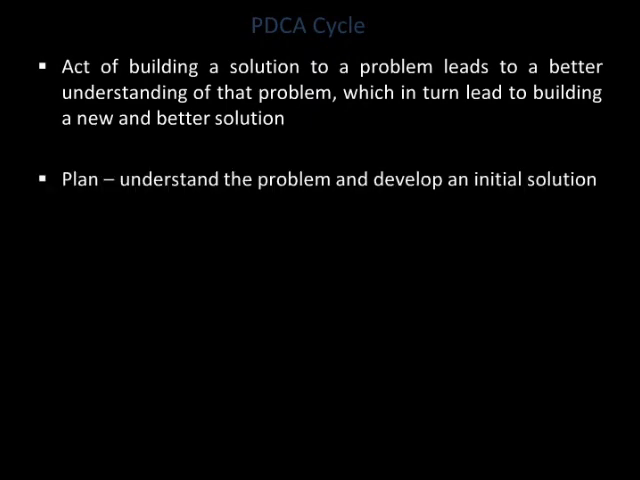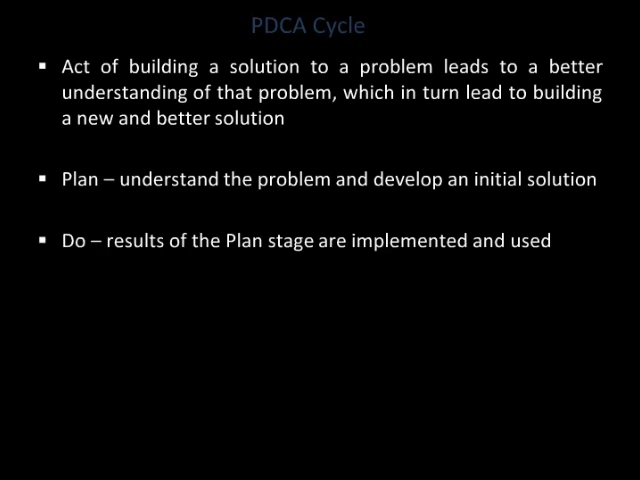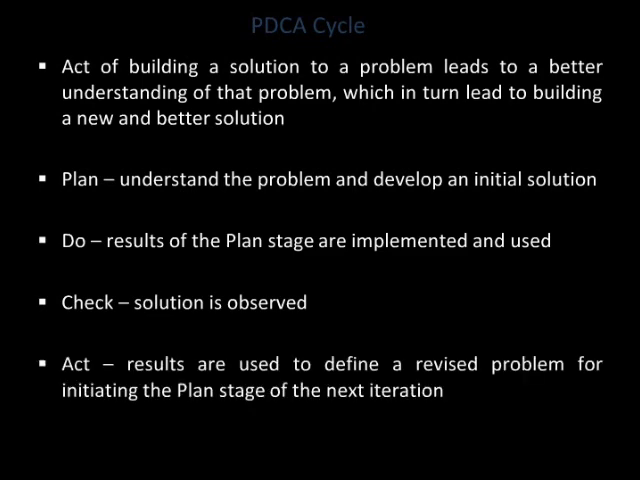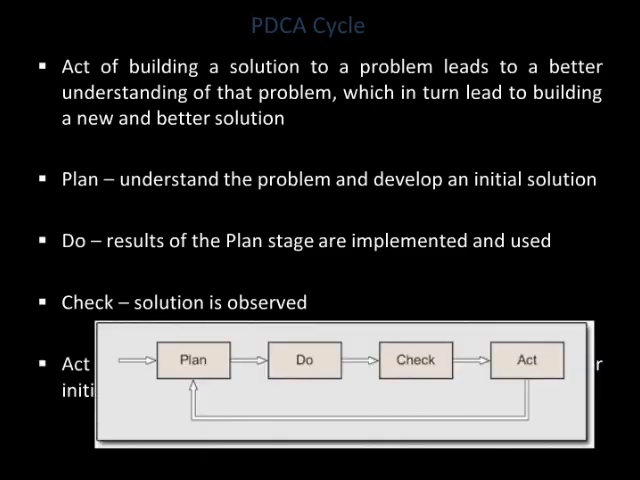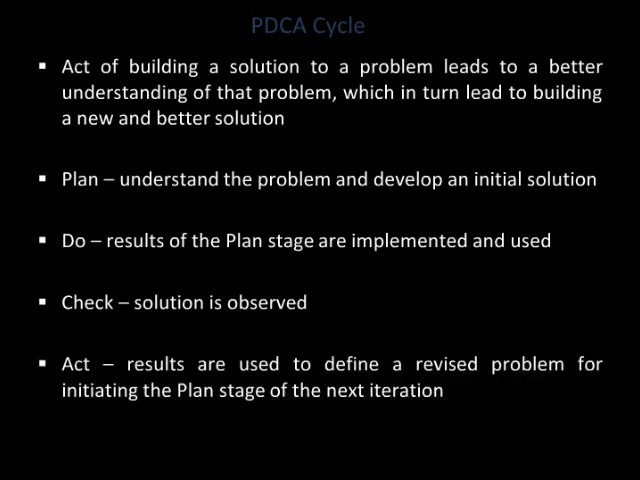The purpose of the plan stage is to understand the problem and develop an initial, but fit-for-purpose solution that can be created relatively quickly. In the do stage, the results of the plan stage are implemented and then used. In the check stage, the solution is observed in operation. For the act stage, the current solution and the results of the check stage are used to define a revised problem for initiating the plan stage of the next iteration.